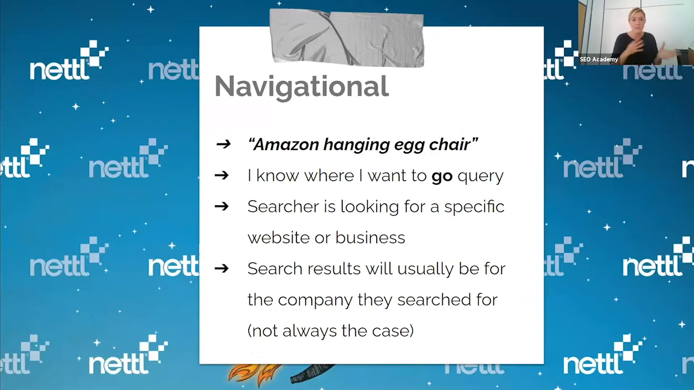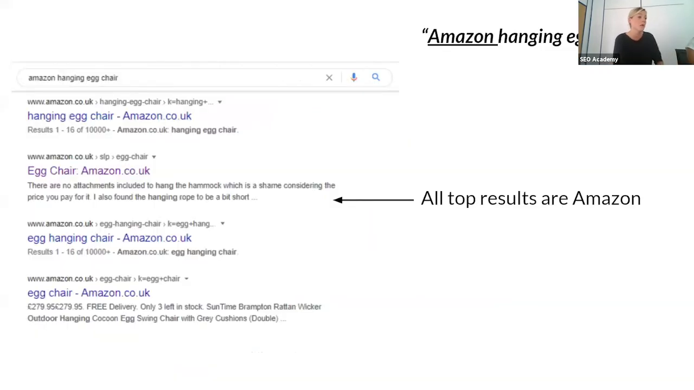The next one is navigational. When somebody types a navigational query into Google, they know what they want to buy, but they're trying to find out where exactly to buy it. So they're either looking for a website or a business location. We often have the company name ranking first here, and we've got an example with Amazon, where the first four results all come up with the company name.